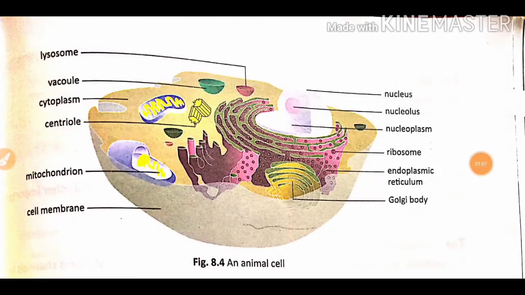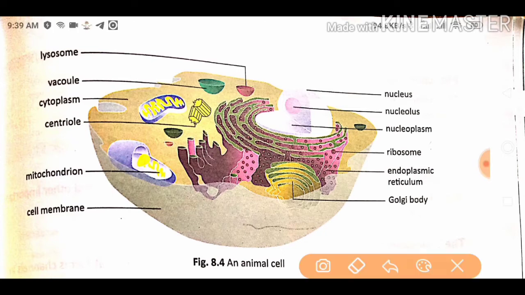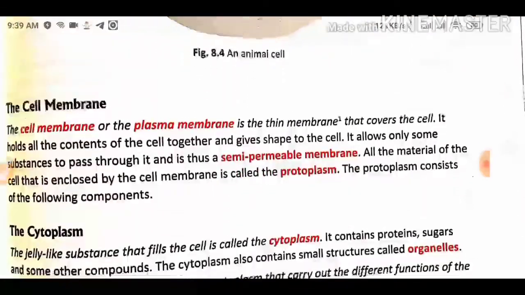So this is the structure of a typical animal cell, in which you can see many constituents or components of the cell like lysosome, vacuoles, cytoplasm, centriole, mitochondrion, cell membrane, nucleus, nucleolus, nucleoplasm, ribosome, endoplasmic reticulum, and Golgi body. We have to discuss them in detail, and you have to make the figure of an animal and plant cell. Okay, I gave you homework also.